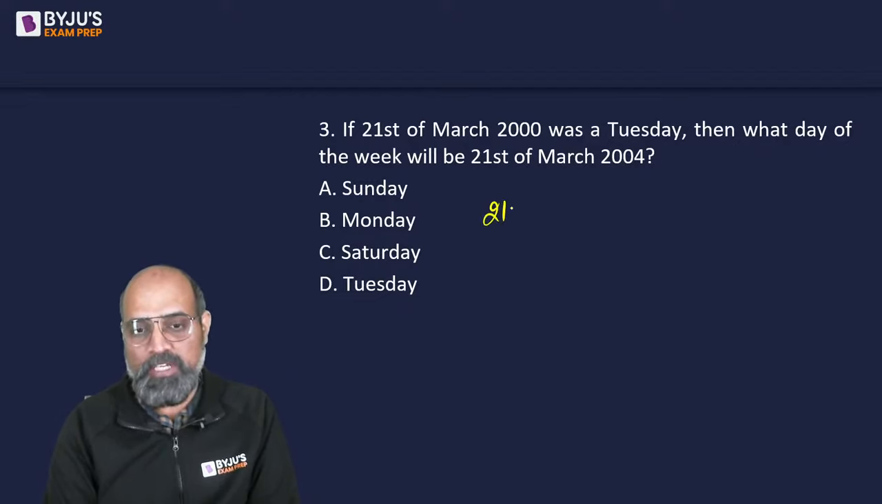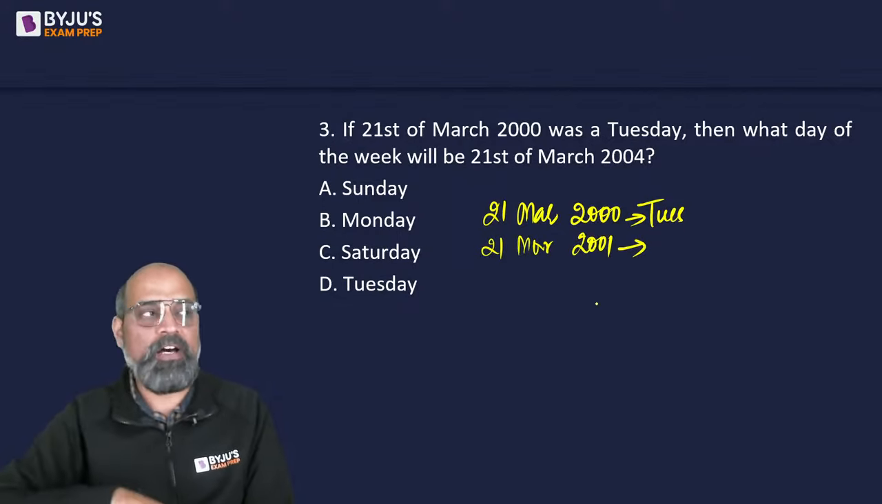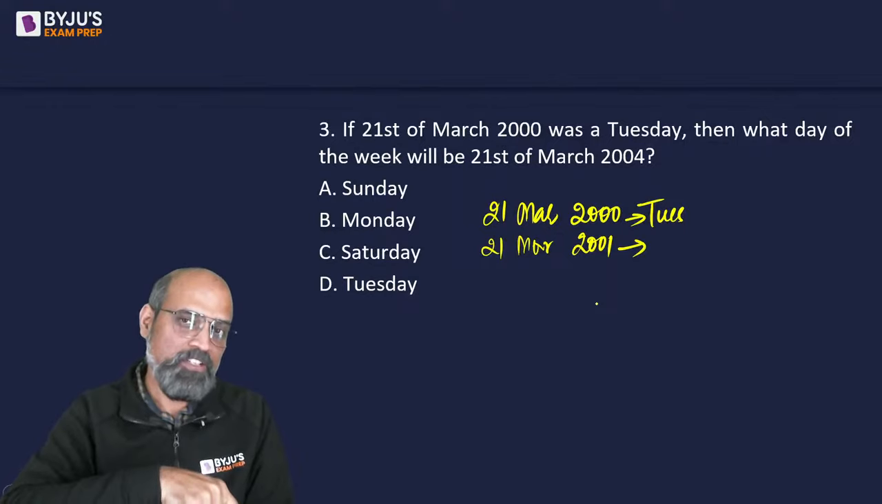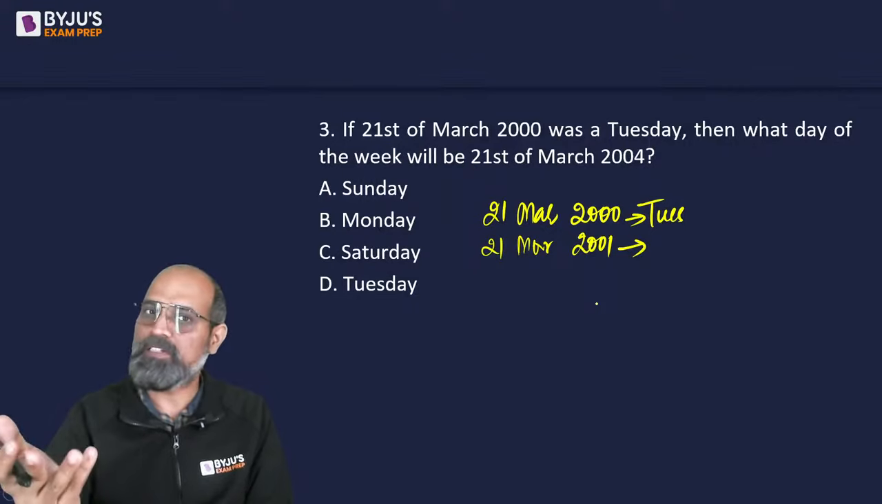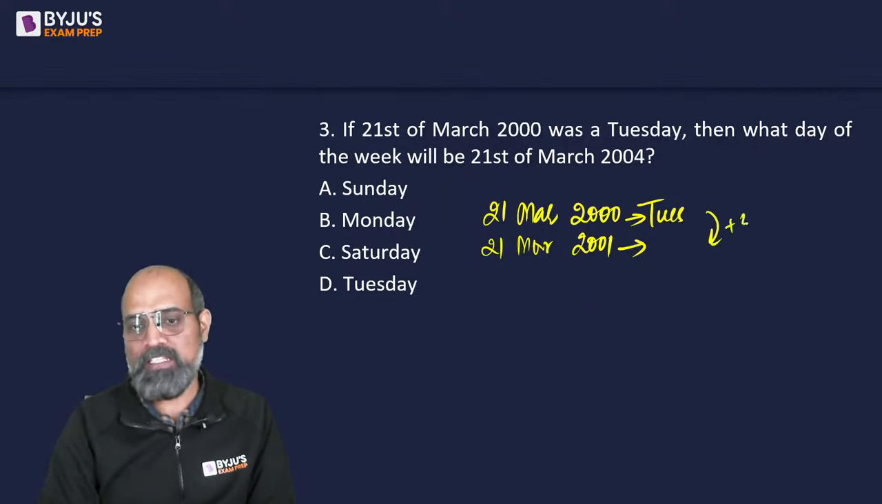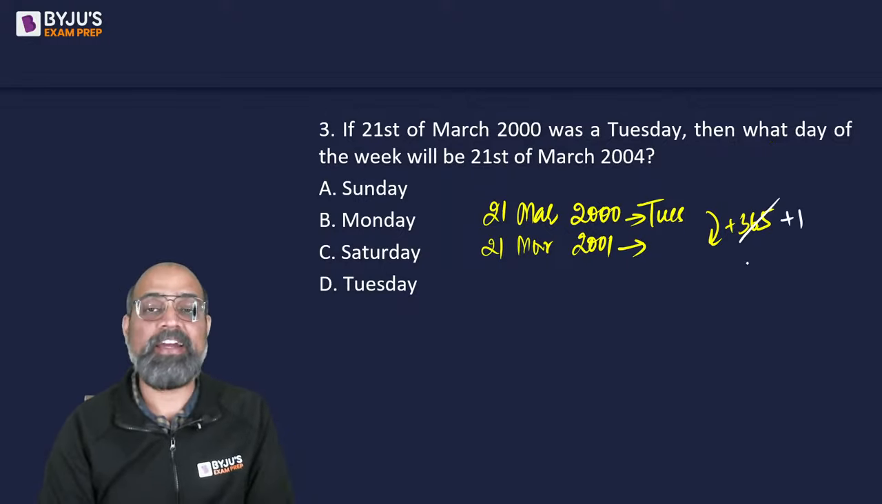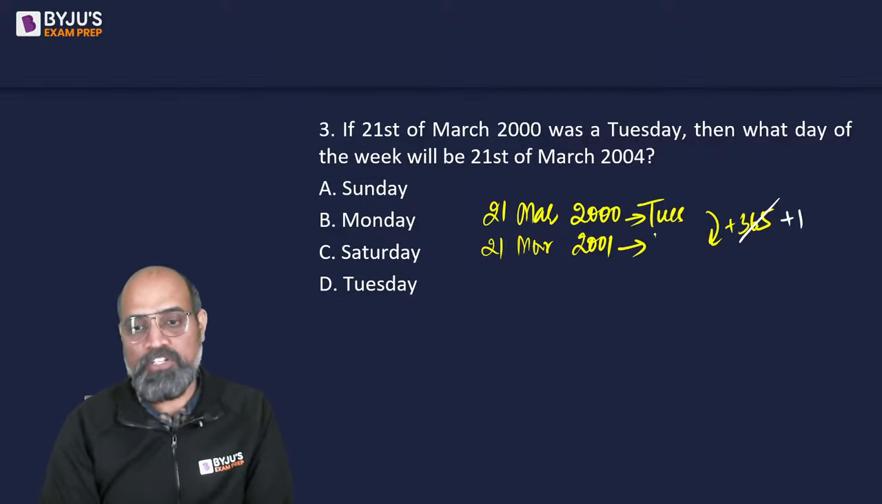So if you're talking about 21st of March 2000 and this being a Tuesday, right? If you move over to the next year, same date as in 2001. So from March to March, you are going to cross February and that February will be for the year 2001. That means that February will have only 28 days because the year 2001 is not a leap year. That means we will have to move 365 days ahead, which is same as saying we will have to move one day ahead because 365 when divided by 7 will give you remainder as 1. So this is going to be Wednesday.